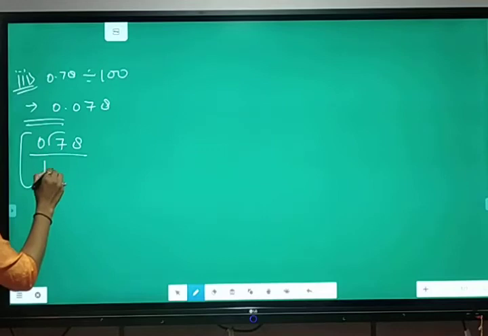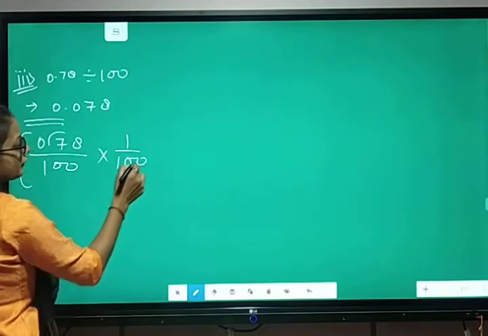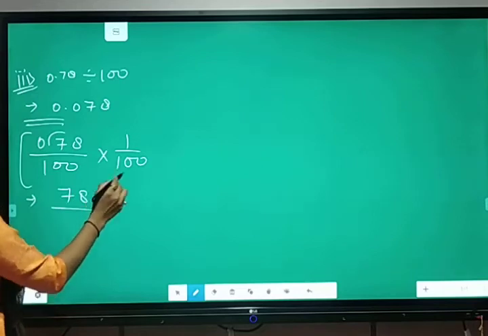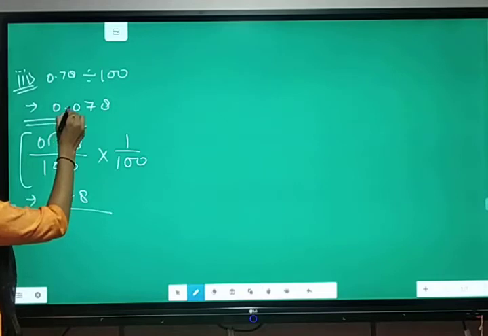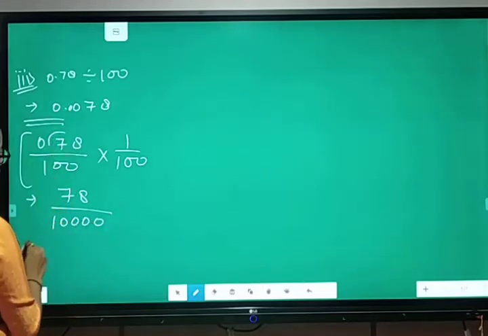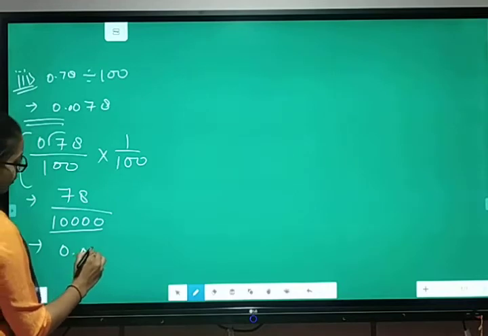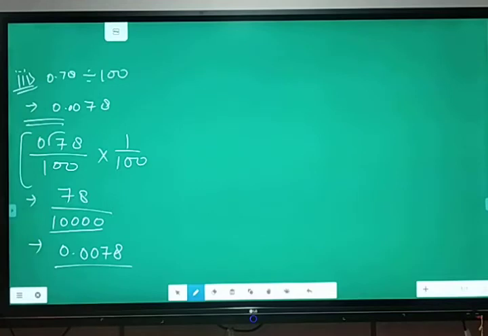Second solution is 0.78. Remove the point, upon 100. There are 2 digits right of the decimal point. So multiply and reciprocal of second fraction. So 78 upon 10,000. So point will be put before 4 digits. So answer is 0.0078. Clear?